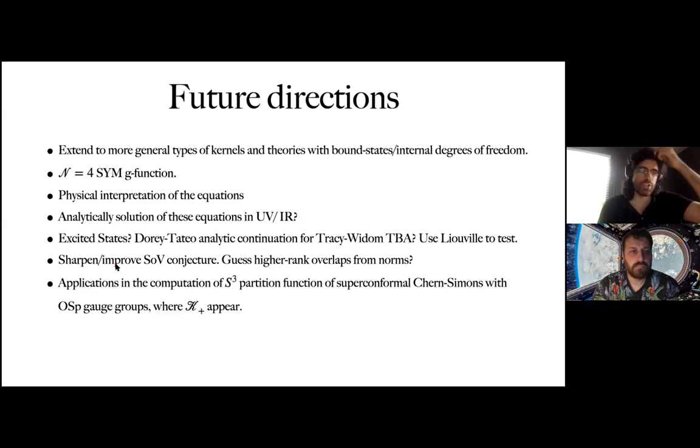Definitely we need to sharpen and improve this SUV conjecture, and that might be useful to guess higher rank overlaps from norms. And also there is a whole vast piece of literature on applications of Tracy-Widom in the context of S3 partition functions and superconformal Chern-Simons theories, in particular in the case of OSP gauge groups. K plus makes an appearance there. Perhaps that will be useful.